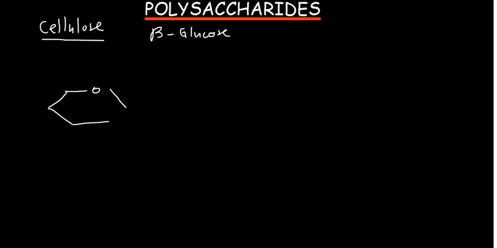Since this is beta, the OH is going to be on top and the H down. At carbon number 4, you have the OH down because this is glucose. I'll also put the 3, and then we see how the bonds are formed.